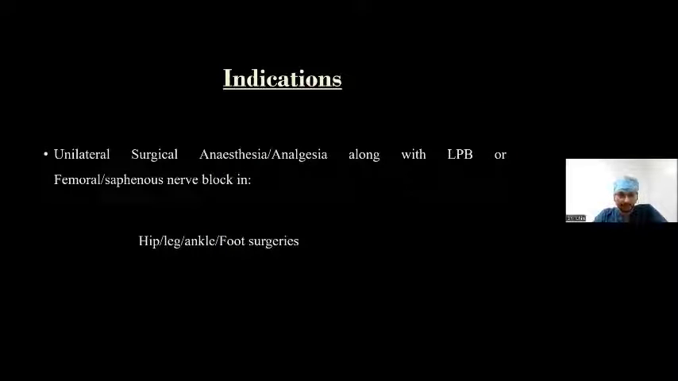The sacral plexus block, or the proximal sciatic nerve block, is usually indicated for unilateral surgical anesthesia or analgesia, along with the lumbar plexus, femoral, or the saphenous nerve block in knee, hip, and ankle or foot surgeries.